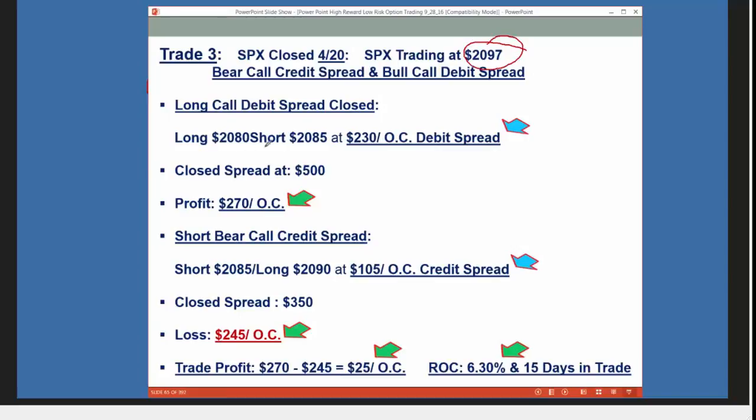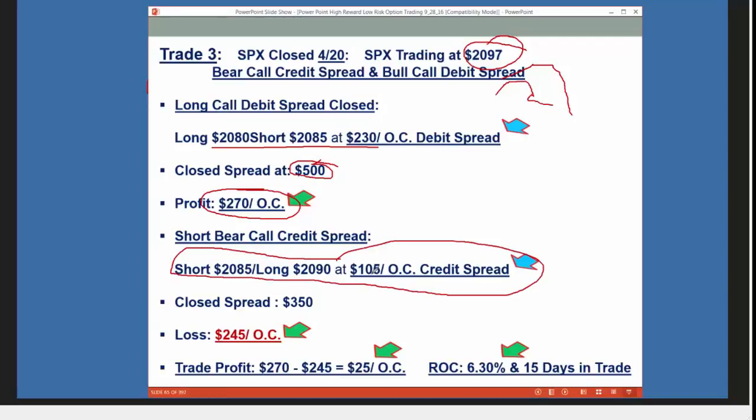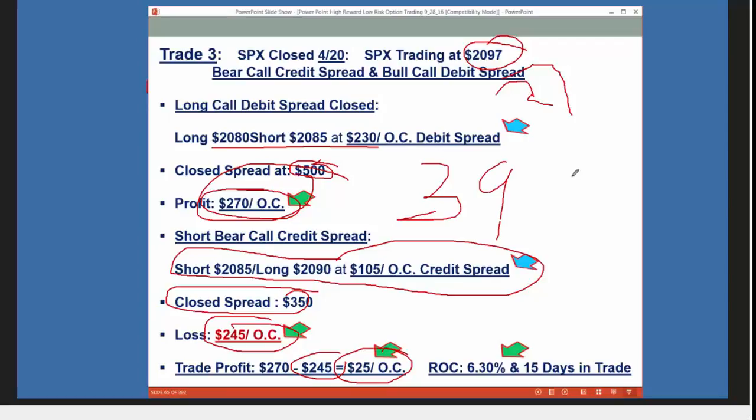So closed out the long call debit spread, which was almost max profit basically. It was max profit at 500. So that made $270. Then the market pulled back just a little bit during the day. I use a 5-minute time frame. Pulls back. When it came back a little bit, covered the short bear call credit spread that I had shorted at 105, closed that at 350, so lost $245 there. But made 270 there, lost 245 there, so all in all, made $25 versus losing $395 if nothing had been done.